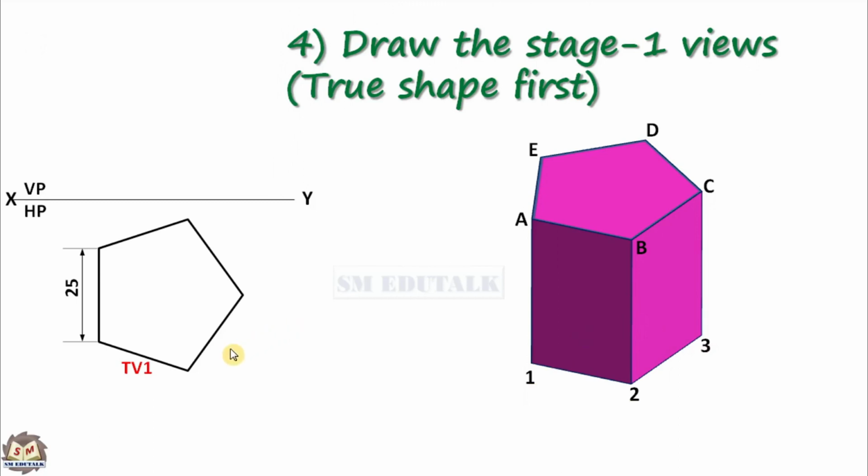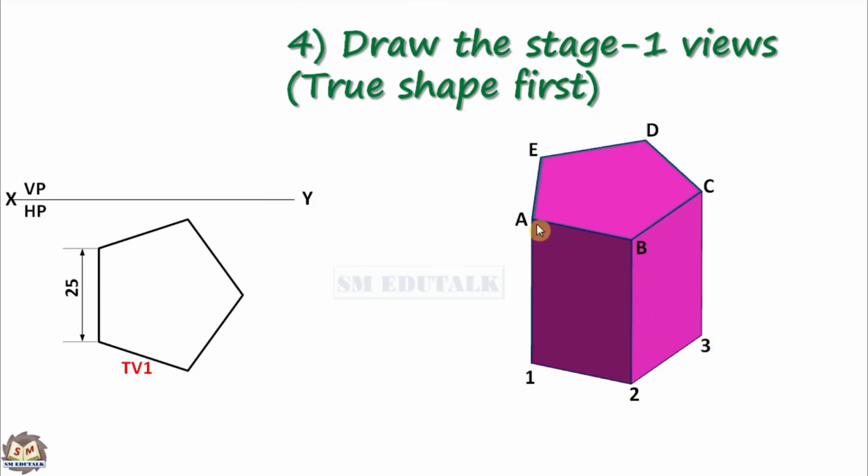To get the top view, you have to look at the object from the top. When you look at the object from the top, you can see the top base A, B, C, D, E. Hence, you can see all the corner points on the top base. But you can't see the bottom base. That is, the corner points of the bottom base 1, 2, 3, 4 and 5 are invisible. So, you have to write the alphabets outside the bracket and write the numerals inside the bracket.